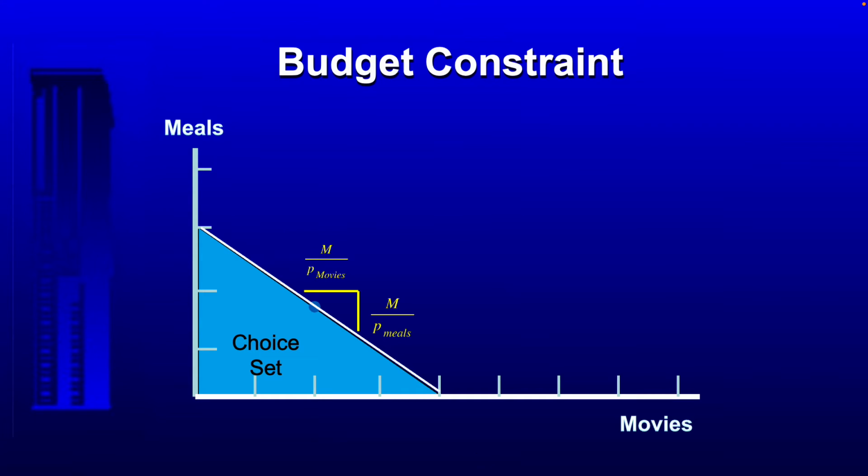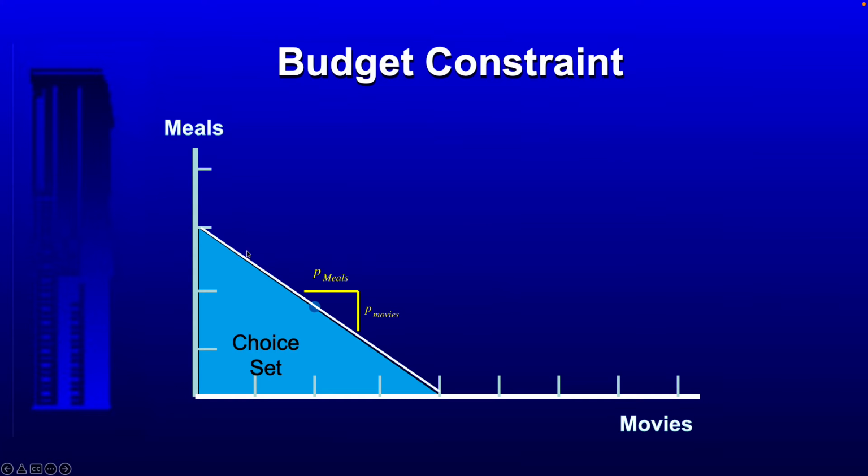Okay, so we're looking at the ratio of M over meals to M over movies. So when we actually take the ratios, what we're going to find is we're going to wind up switching them. So in this case, the rise over the run is going to give you the price of movies to the price of meals. So it's just backwards of the axes here.